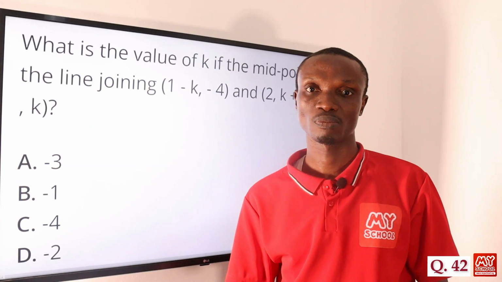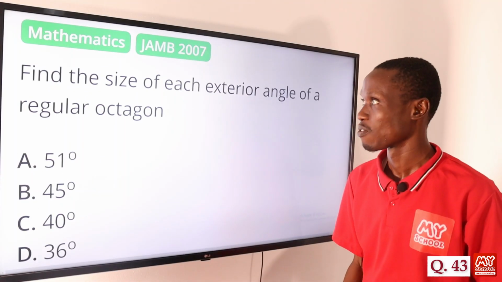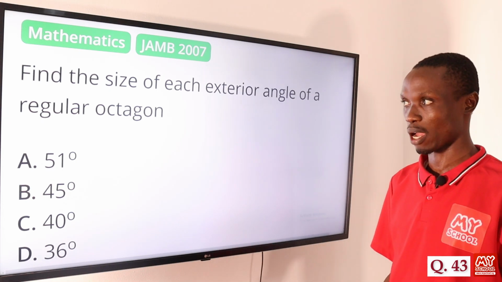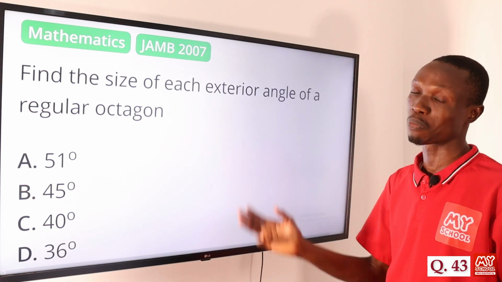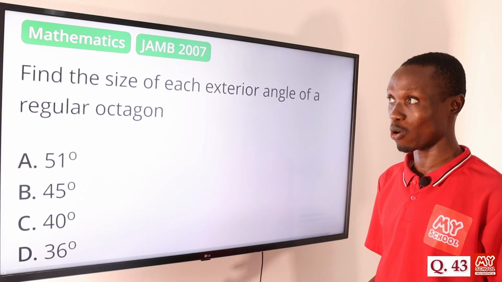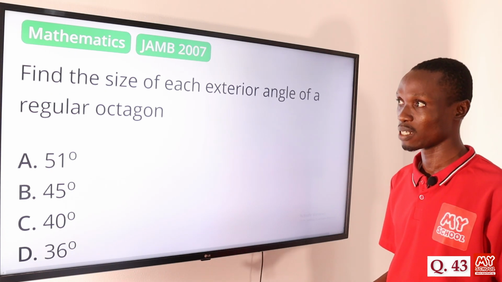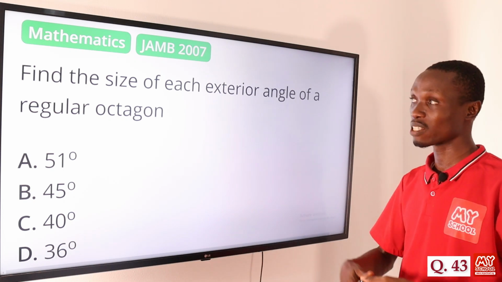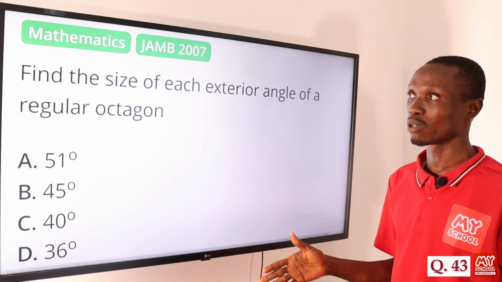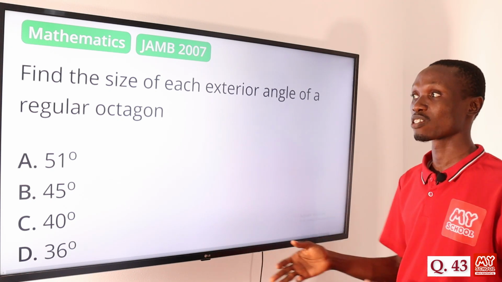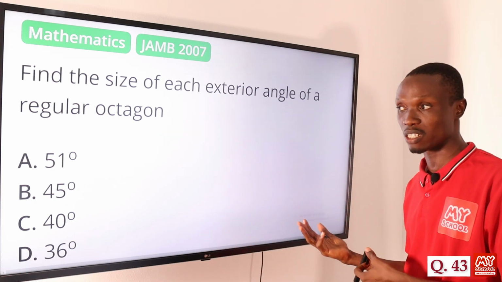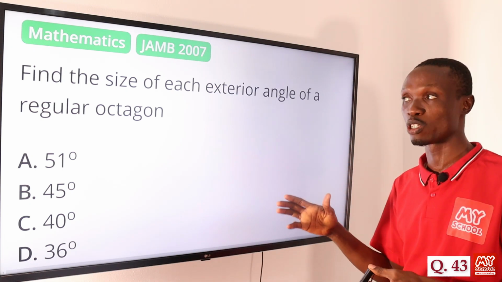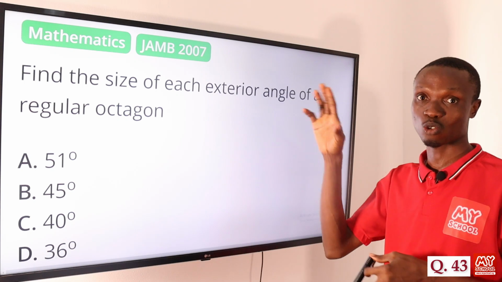minus 3. Question 43. Find the size of each exterior angle of a regular octagon. So the word octagon here implies an 8-sided polygon. So we already know the number of sides, right? And remember that the sum of exterior angles of a regular polygon is equals to 360. Now, since we know the number of sides to be equals to 8 and we are looking for the size of one of the angles, what we simply do is use the number of sides to divide the sum of the total angle.